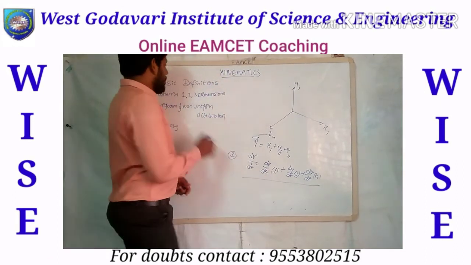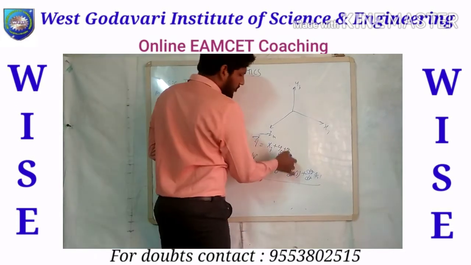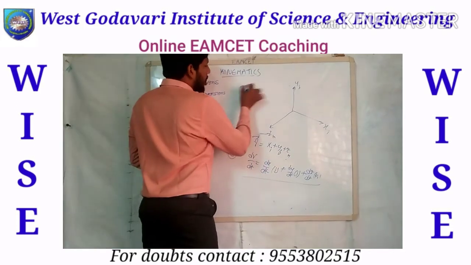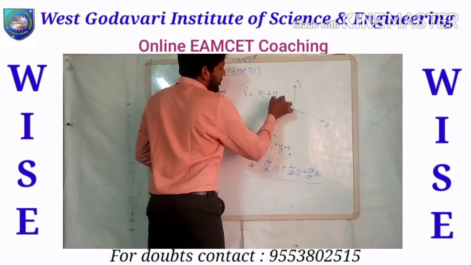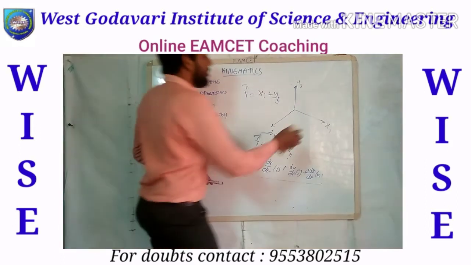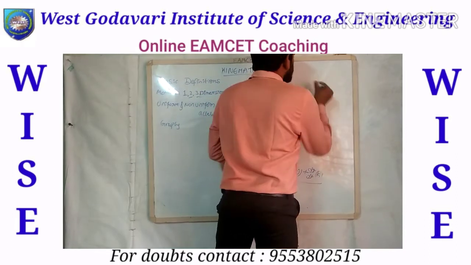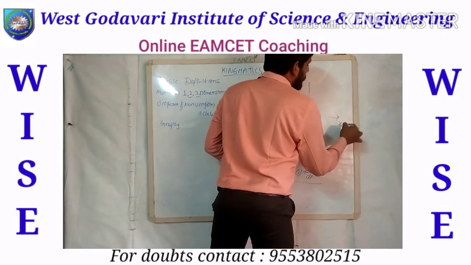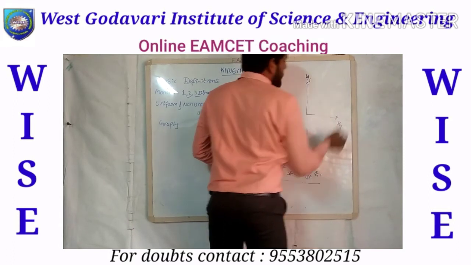But if you want it for 2 dimensions, you can write any two of these. For example, the motion is r bar equal to xi plus yj. This is only two-dimensional motion, and you can draw it as a diagram. There are only two motions, x and y, xi and yj.